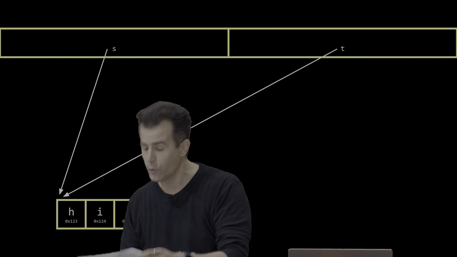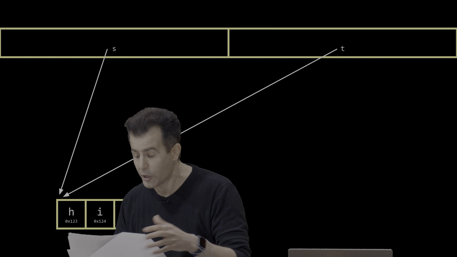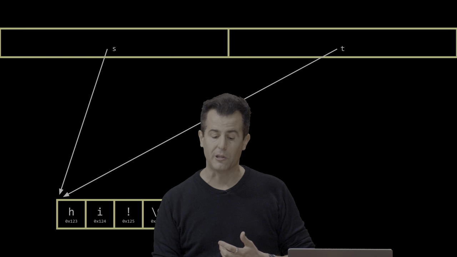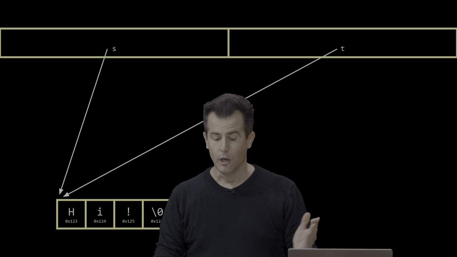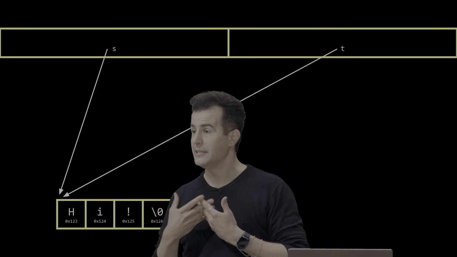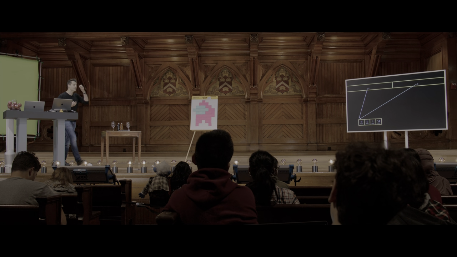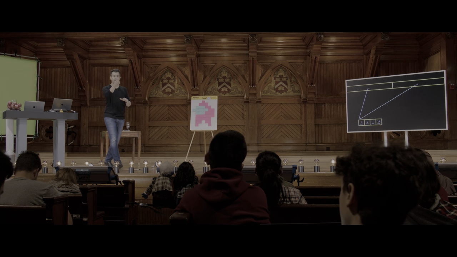And so if you follow those arrows and try to print them both out after capitalizing one or the other, you're going to unfortunately end up capitalizing not just one of them, s, but both of them, s and t, because literally it's the same address. Any questions then on this visualization? Yeah?